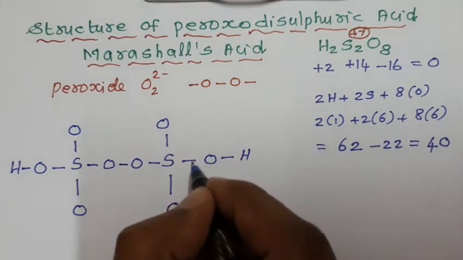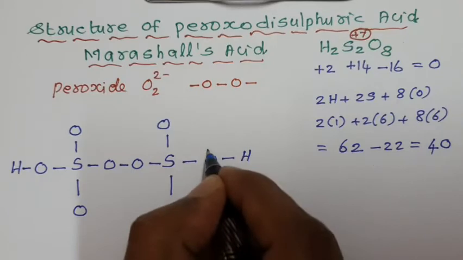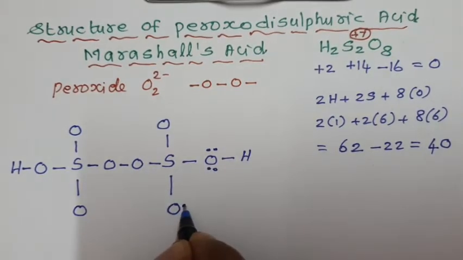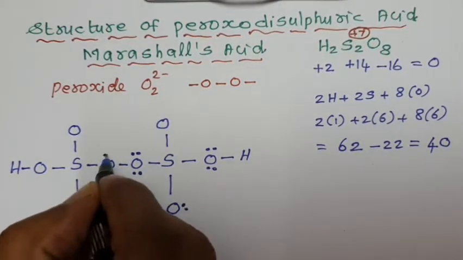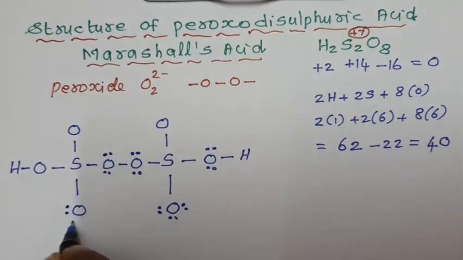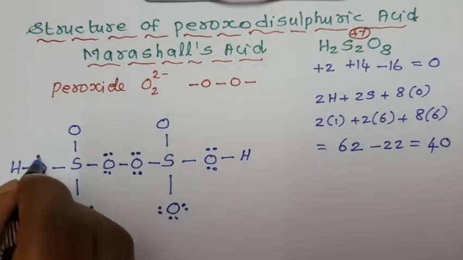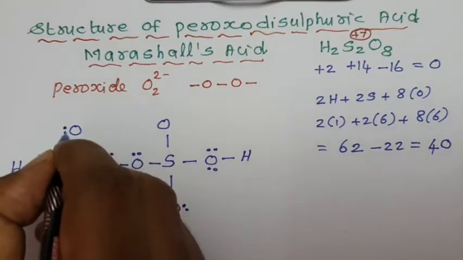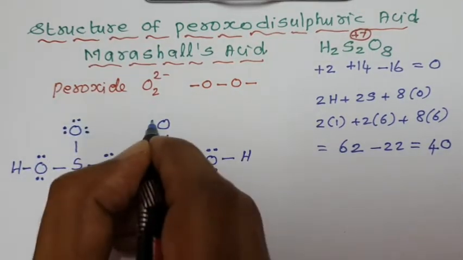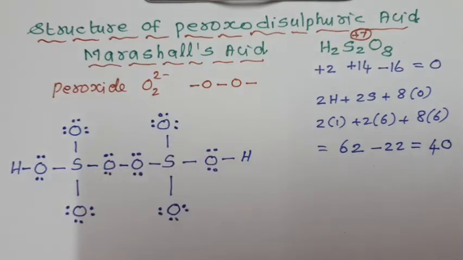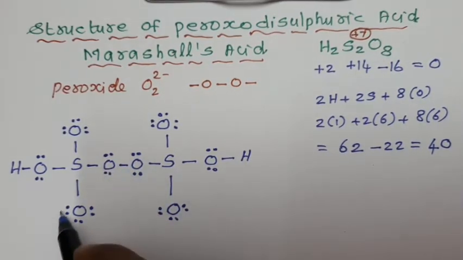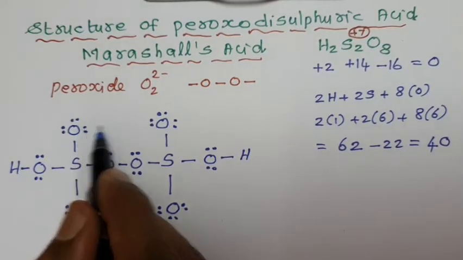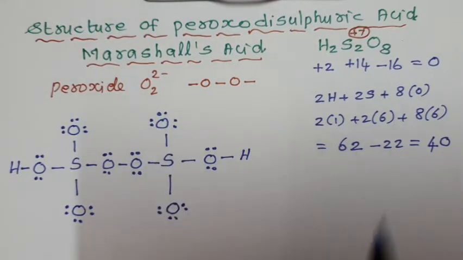To fulfill the octet, 2, 4, 6, 8 on each oxygen atom. Count the number of electrons: 2, 4, 6, 8, 10, 12, 14, 16, 18, 20, 22, 24, 26, 28, 30, 32, 34, 36, 38, 40.